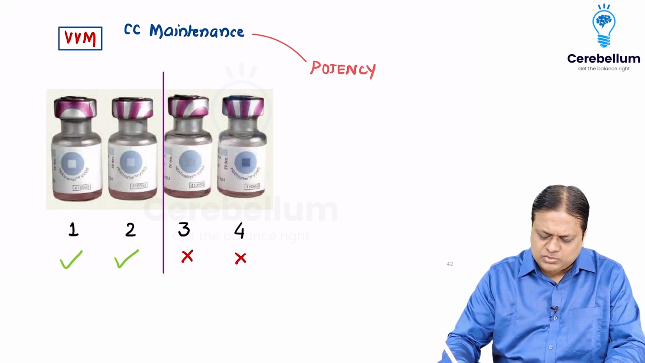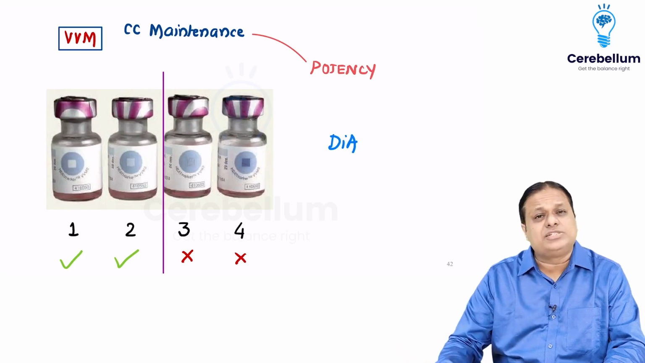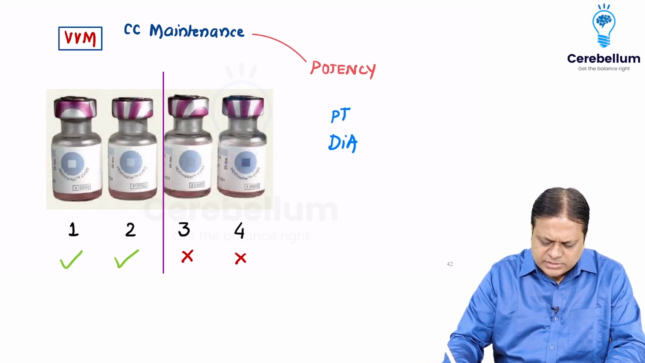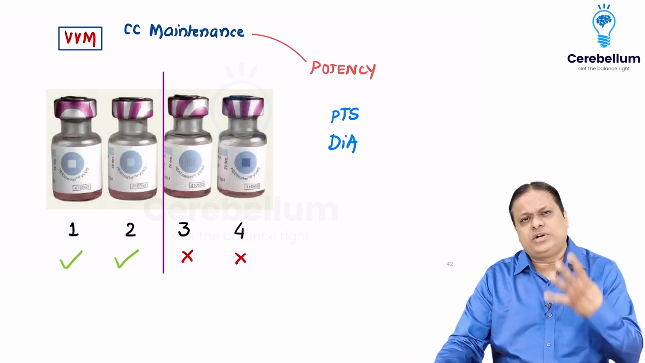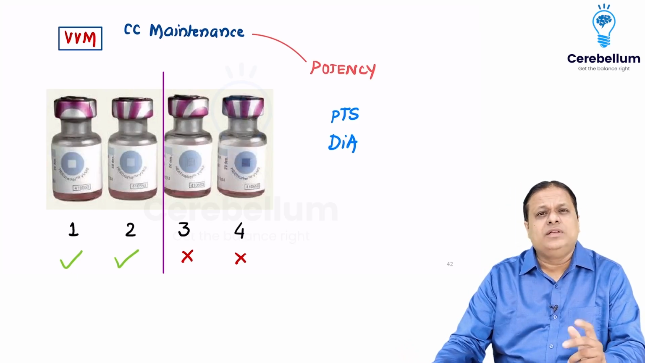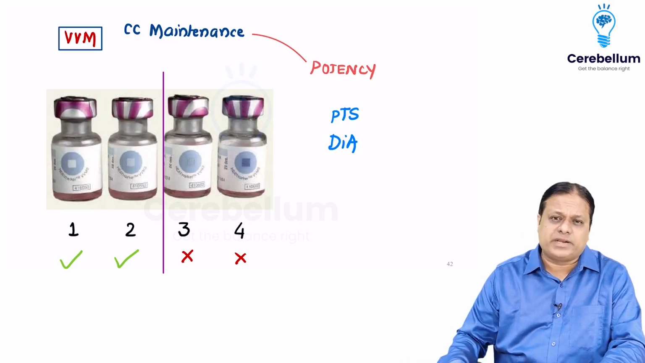Nowadays, we are using diacetylenes for preparation of VVM. Earlier, p-toluene sulfonate was used as a VVM chemical. VVM is of 4 types in the country: 2, 7, 14 and 30, used from very heat sensitive to very heat resistant vaccines or heat stable vaccines respectively.